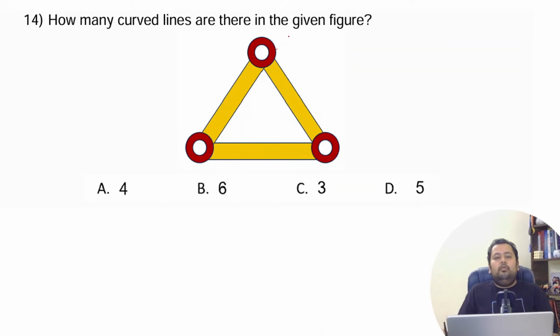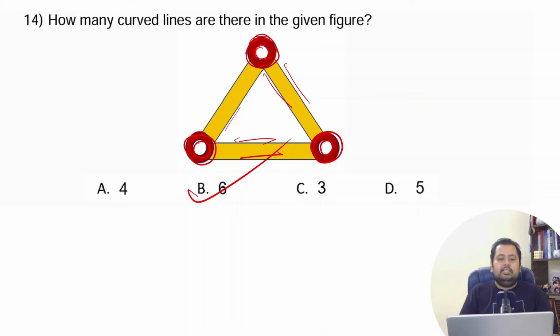So the only curved lines that you can see here are the circles that are there, right? So these are all straight lines. Correct? So these are straight lines. So the only curved lines that you see are the two circles on each edge. Right? So this is curved line number one, this is curved line number two, this is three, this is four, this is five, and this is six. So option number B, 6, is the correct answer. Hope you got it correct. If you did, give yourself a star.